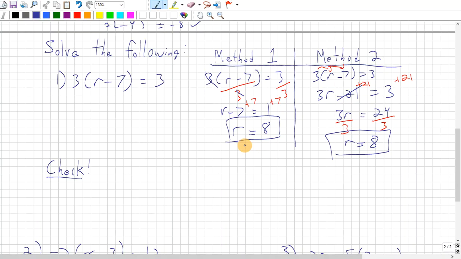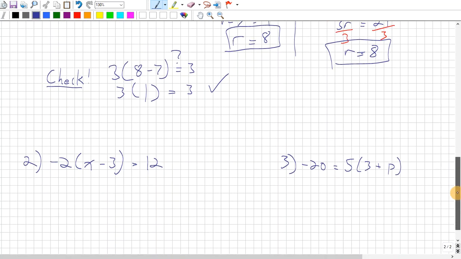Again, we can check that value. So we can plug 8 into the original question. So 3 times (8 minus 7). Does that equal 3? So 8 minus 7, of course, is 1, times 3. Does that equal 3? And we can say yes, so we've checked it. Okay, very simple to check.